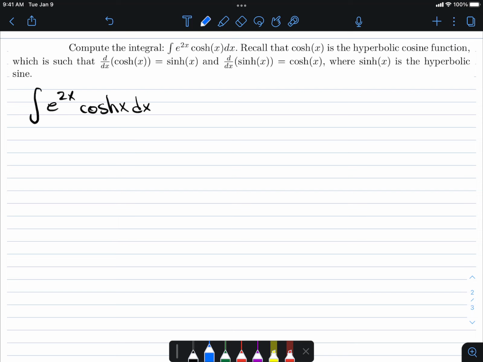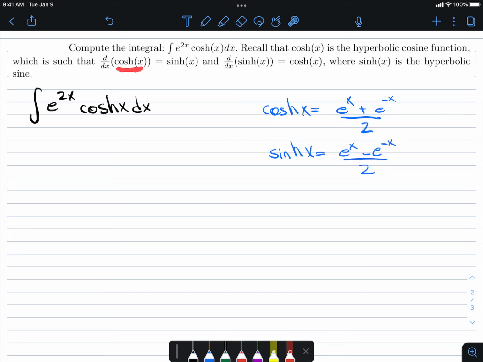The cosh, or hyperbolic cosine of x, is e to the x plus e to the minus x over 2. That's what cosh is. And the hyperbolic sine is e to the x minus e to the minus x over 2. But this is not important for this question. Knowing the definitions of these two functions is not important because the main property is already described here in the statement of the problem.